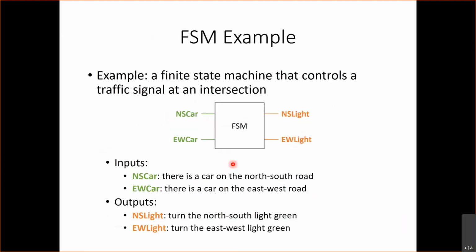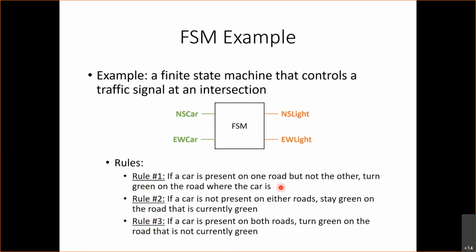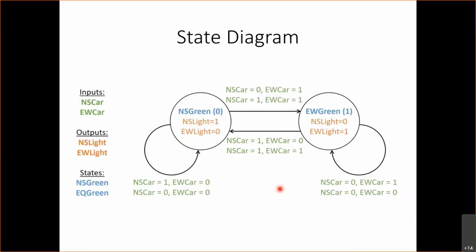And we looked at an example. We kind of solved together an example of a finite state machine that controls an intersection. It has two sensors that tell it whether there's a car on the north-south road and the east-west road, and has two outputs that tell the north-south light to turn green or red and the east-west light to turn green or red. And we looked at the rules that we wanted the finite state machine to enforce. These included, when are we going to turn green and on which intersection. We then drew a state diagram that fulfilled the rules that we specified.